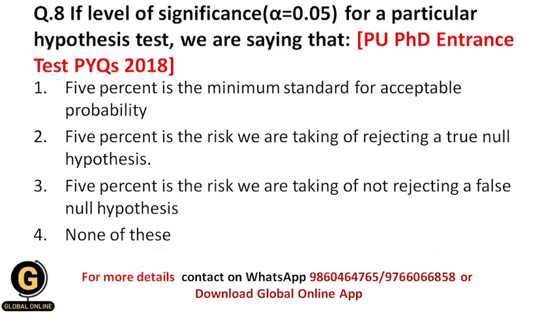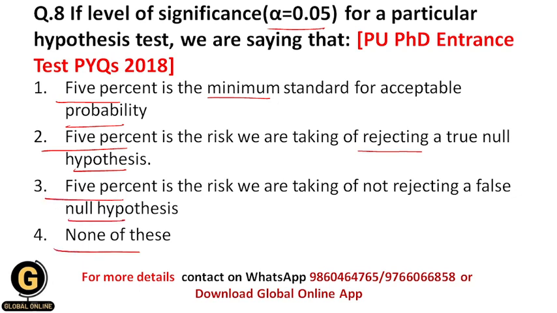If the level of significance, that is the value of alpha, is 0.05 for a particular hypothesis test, what are we going to say? 5% is the minimum standard for acceptable probability. 5% is the risk we are taking of rejecting a true null hypothesis. 5% is the risk we are taking of not rejecting a false null hypothesis. None of these.